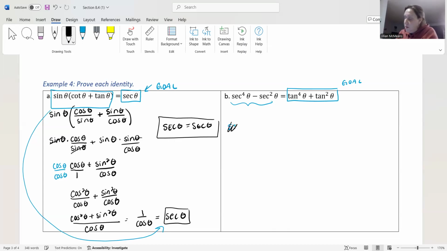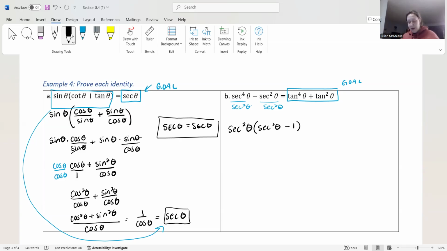Whoops, let me erase and then do this in the black pen. So I'm going to factor out secant squared theta. When I do that, I'm essentially dividing both of these terms by secant squared theta. And what I get is secant to the fourth of theta divided by secant squared theta is just secant squared theta. Pretend secant to the fourth and secant squared is x to the fourth and x squared. How would those simplify? They would simplify to x squared, or secant squared. And then secant squared theta divided by itself is just minus 1.